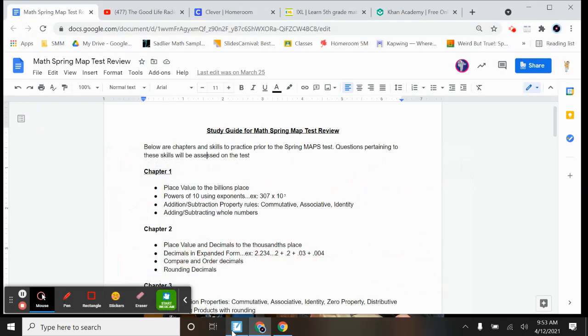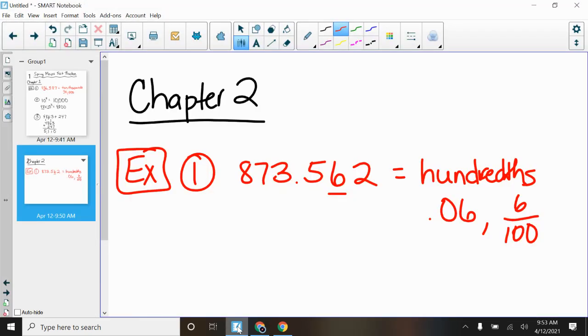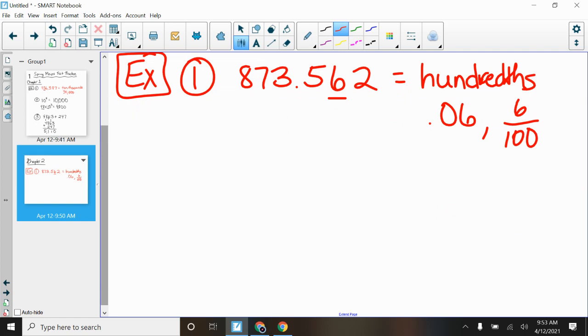All right. Next skill. Decimals in expanded form. So, what does this look like in expanded form? All right. Some of you were like, oh yeah, I remember how to do this. Okay. So, example number 2. Let me give you a number. Let's go with 62.37. And you have to write that in expanded form.